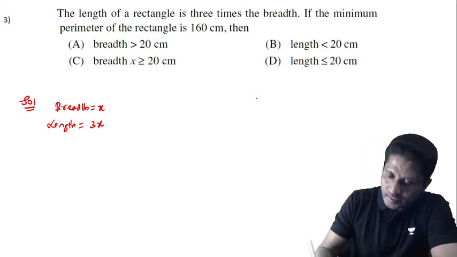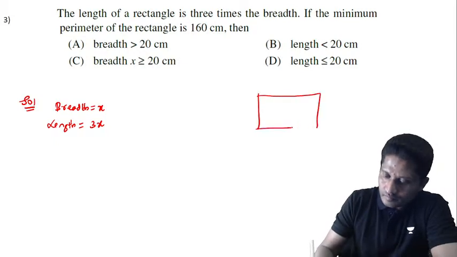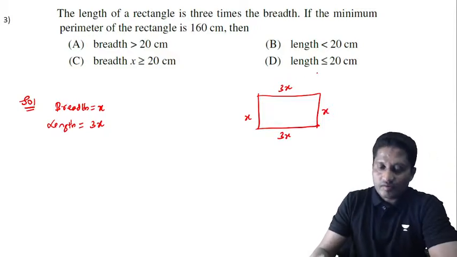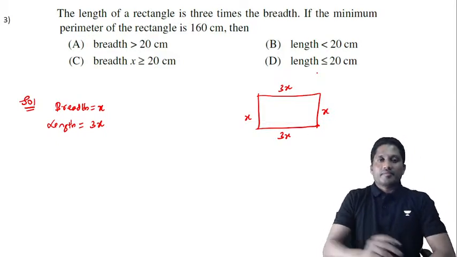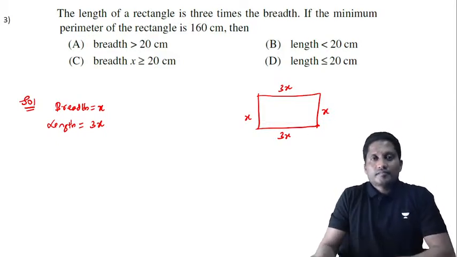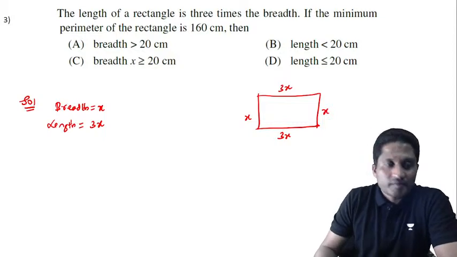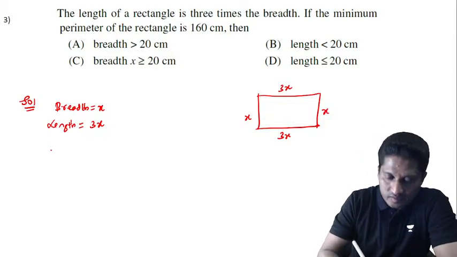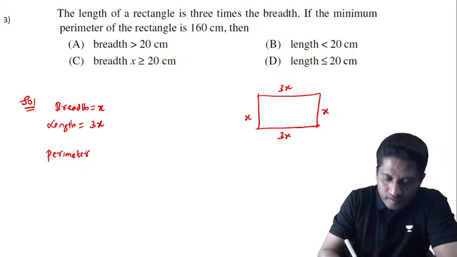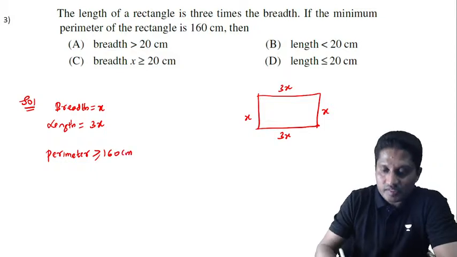Okay, so this will be the rectangle. Now breadth is equal to x, length is equal to 3x. So this is x, this fellow is 3x. Alright, if the minimum perimeter of the rectangle is 160 centimeter, so perimeter is greater than or equal to 160. According to the question, minimum perimeter is 160.